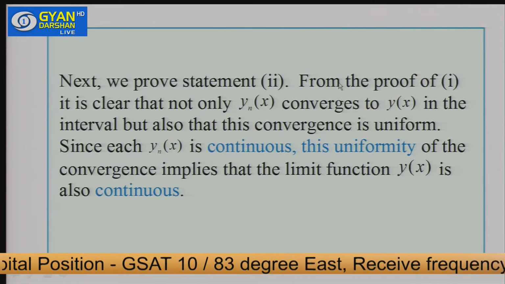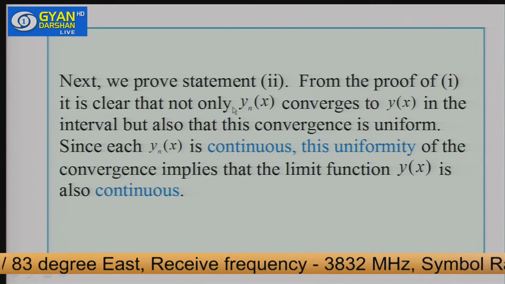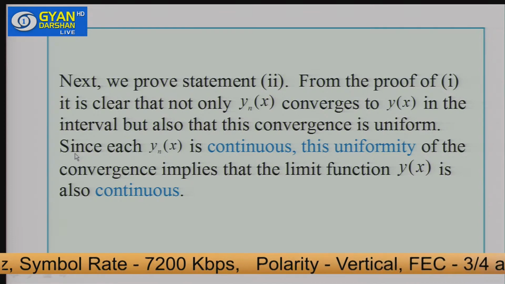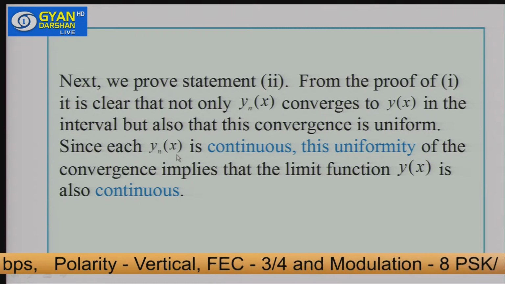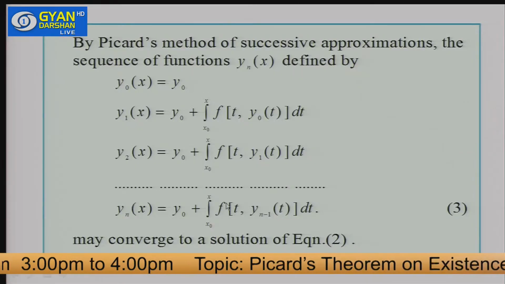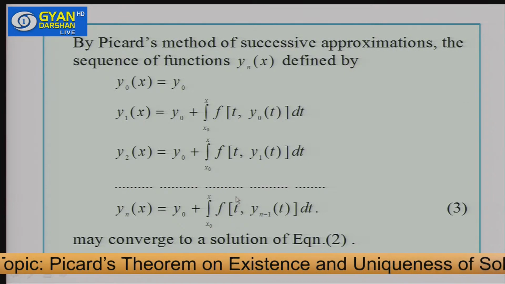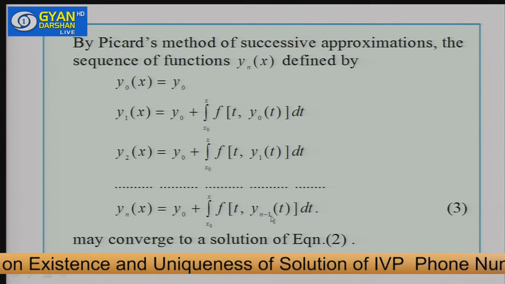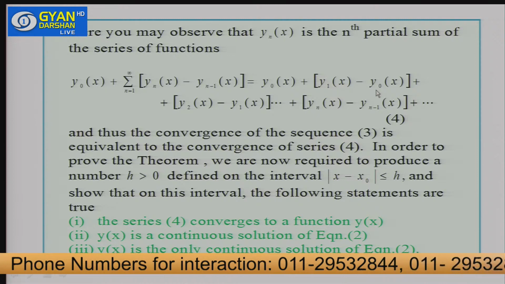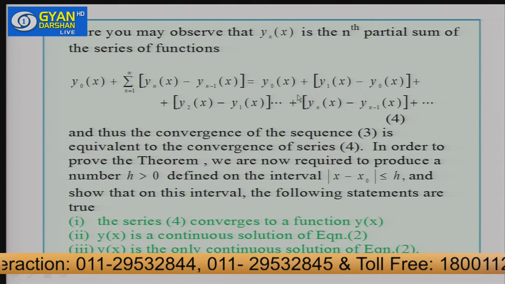So next, to prove statement 2, from the proof of 1 it is clear that not only does yn converge to y in the interval, but also this convergence is uniform. Since each yn, you can see the definition of yn, is continuous. So just let me show you. What is our definition of yn? This is our yn. So f is continuous, you are taking integration, so obviously after integration it will also be continuous. So each yn is continuous. And what is your this? You are just taking a difference of continuous functions, so again it is continuous. Okay, so each term of the series is continuous, so obviously the limit will also be continuous as the convergence is uniform. Okay.